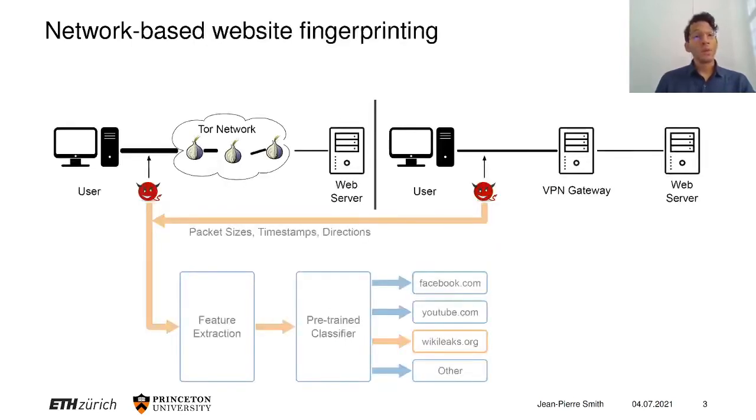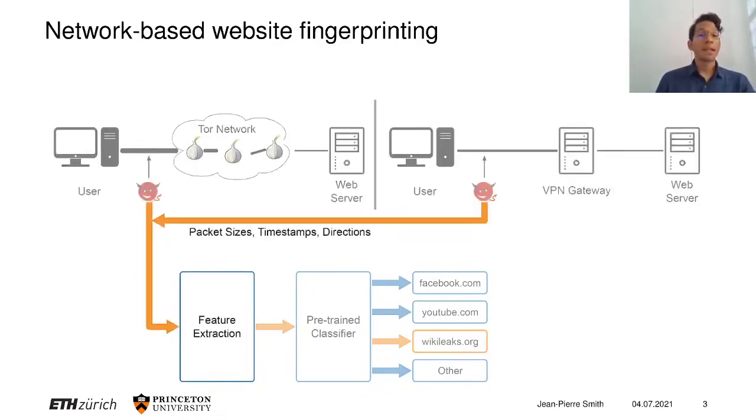In a network-based website fingerprinting attack, the adversary, who is located on the encrypted communication channel between the user and the entry point to the privacy-enhancing technology, observes a sequence of packet sizes, timestamps, and directions. He feeds this metadata to a feature extraction process, which extracts details such as the total transmission time, the total transmission size, or the distribution of packet sizes, etc. And these features are then fed to a pre-trained classifier.